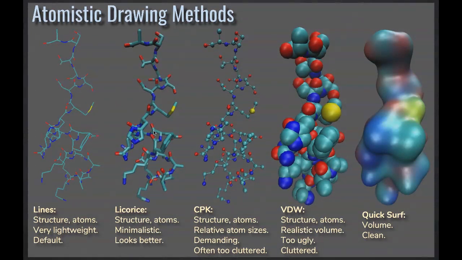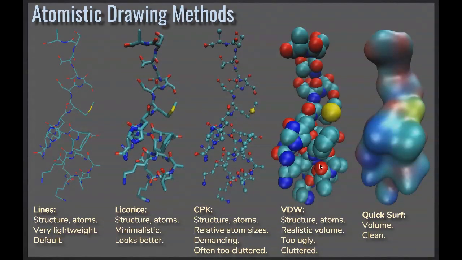So the next one is licorice. This is a very useful representation in my view. So it's very similar to the lines, but the molecule looks better because this is a 3D rendering. On the other hand, it's not too cluttered because atoms are not balls, but just part of the bonds. And it gives you a pretty good sense of the structure. So the next representation is CPK. In this case, the bonds are drawn as sticks and the atoms as balls. And it's useful mostly for small chemistry related models, like inorganic chemistry, small molecules. For biological systems, it becomes very expensive to render, and it's too cluttered. So it's not really useful for us today.